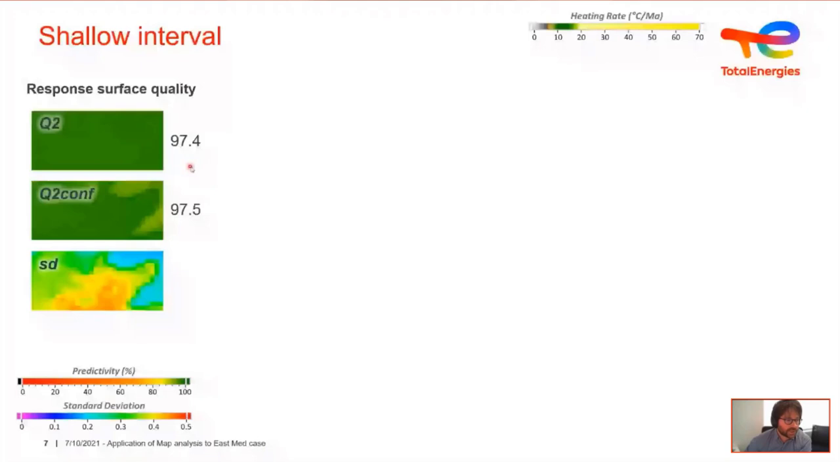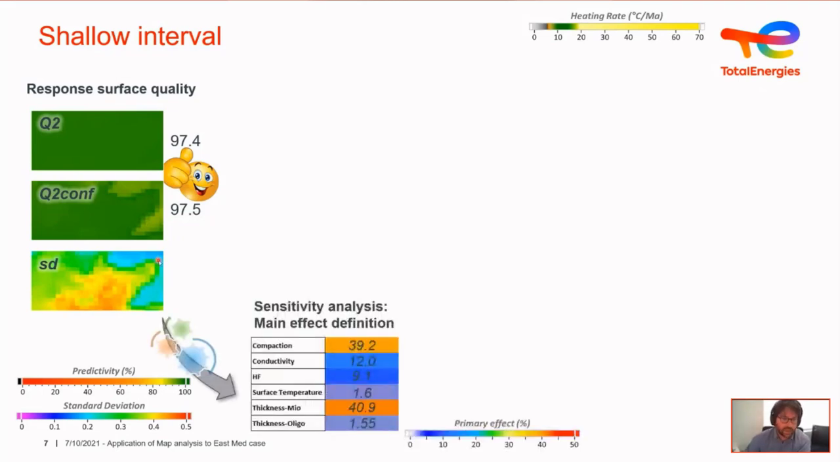Here, the first thing we have to check is the predictivity and the response surface quality. We are very happy because the values are very high, and as I said before, here we have less predictivity, but it's also where the standard deviation is the lowest. So this is not a big deal. Knowing that, we can proceed to the main effect definition. Here you have the percentage of the primary effect of each of the six parameters I used, and you see that the two main ones are the thickness and the compaction curve of the sediments.